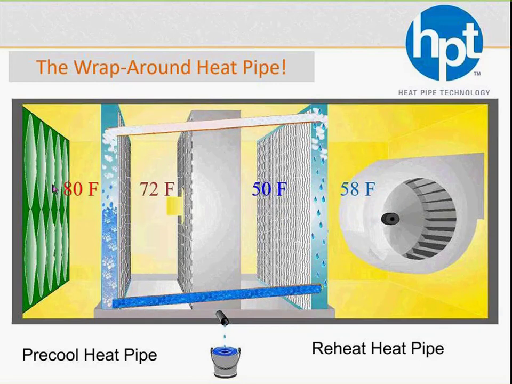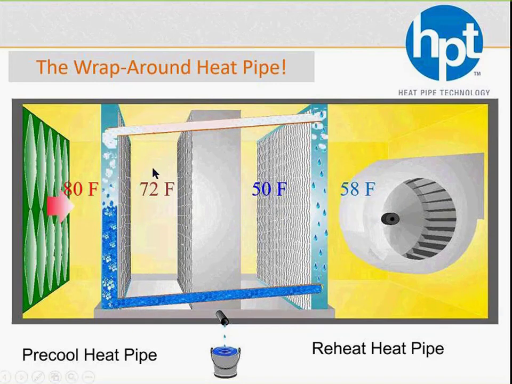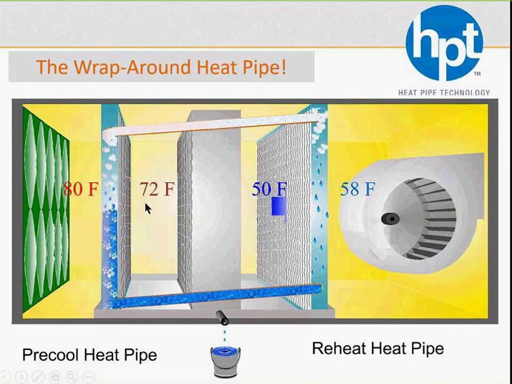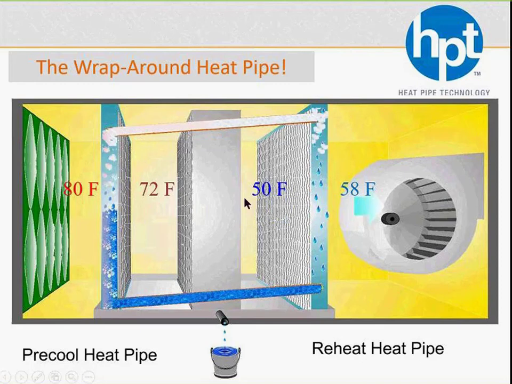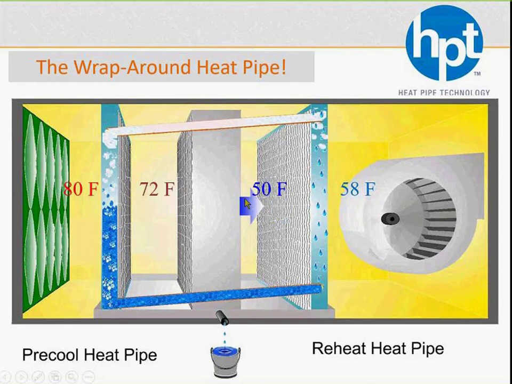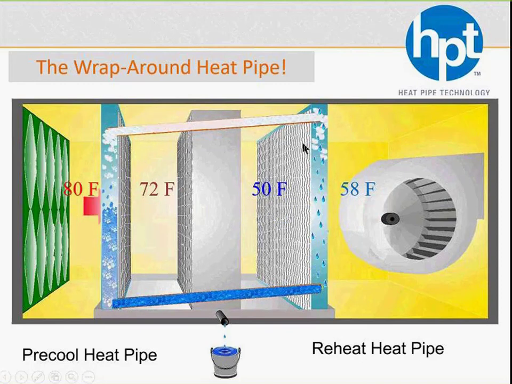So in this example, we're seeing 80 degrees pre-cooling down to 72, which is what your cooling coil is seeing, and then from there it's doing the rest of the work to 50 degrees. And obviously, again, the energy we capture in the pre-cool, we're going to move over to the reheat side.